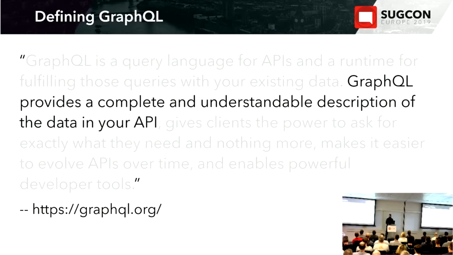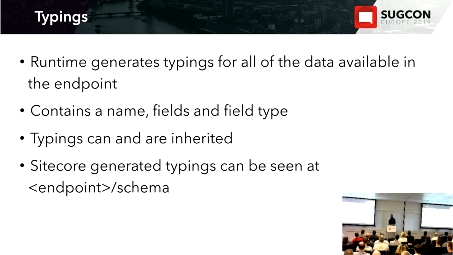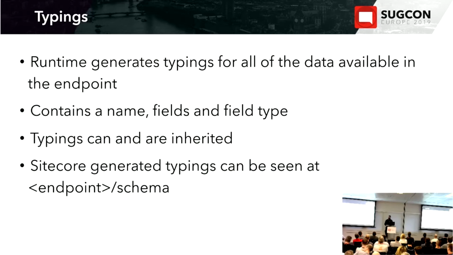The second part of the definition is GraphQL provides a complete and understandable description of the data in your API. And it really does this through typings. The runtime is responsible for generating typings for all of the data types in your endpoint. In Sitecore specifically, these are your templates that are included in your solution or included in that endpoint. Each typing contains a name and fields, and each field has a field type. Typings can be and are inherited through interfaces.